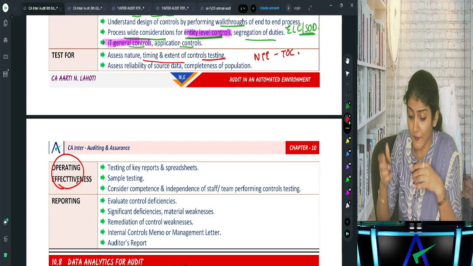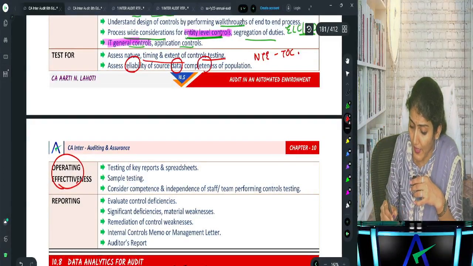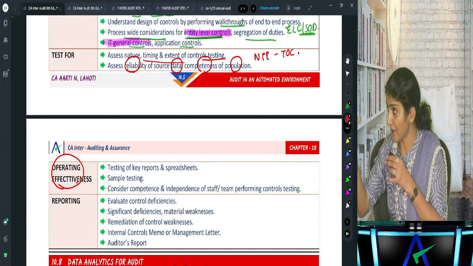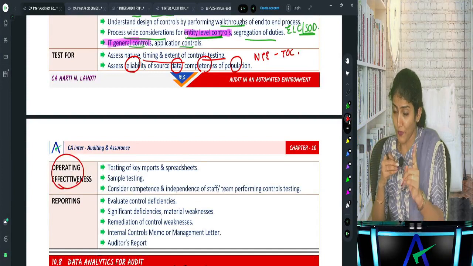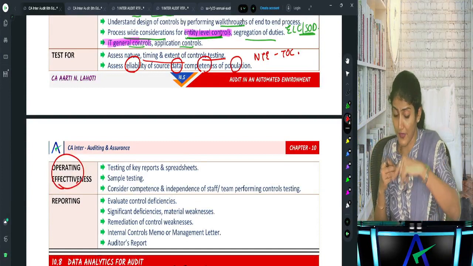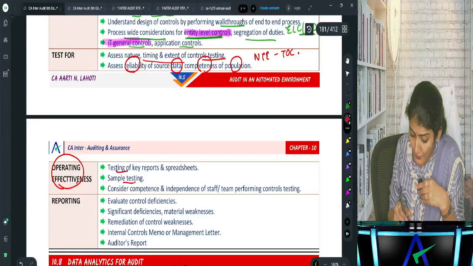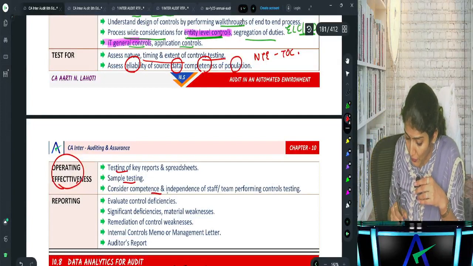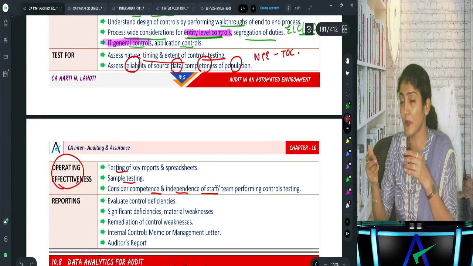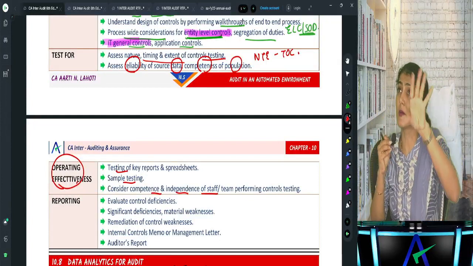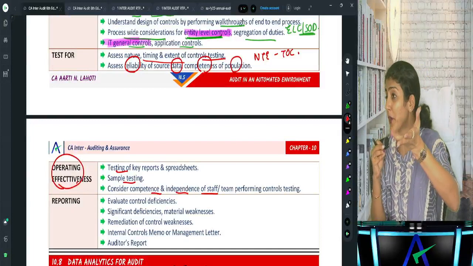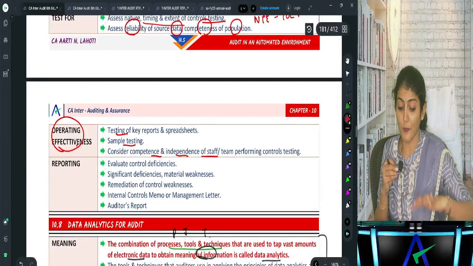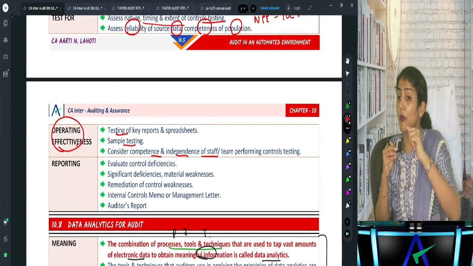Whenever we get the data, first we check the reliability of the data and the completeness of the data. That is completeness of the population. So whenever they give me the data, do I start checking? No. First I check the reliability and the completeness. Then I do the testing. Then I do the sample testing. And obviously the people who are doing this work, should they be competent of doing this work? Yes. If the person who is doing control testing doesn't understand anything about computers and he's checking, he will do a horrible job. So the competence and the independence of the staff who are performing the control testing. So that is test for operating effectiveness.